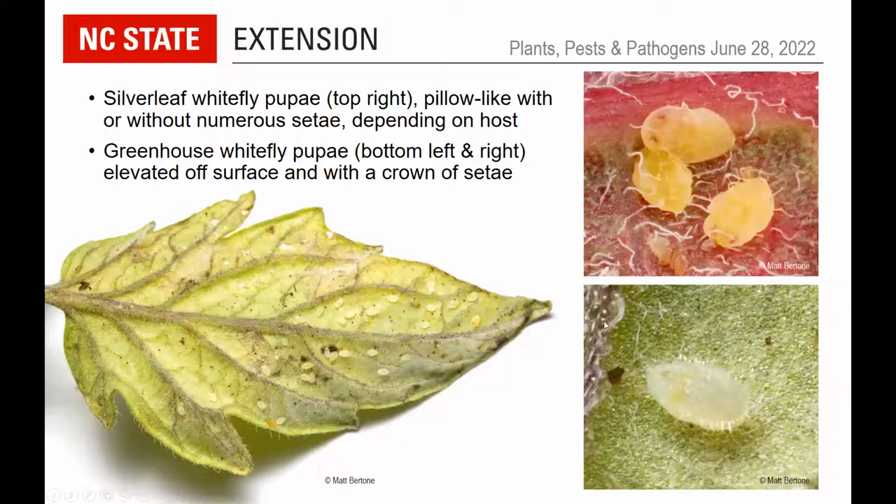And another really common species is the greenhouse whitefly. This is a chlorotic leaf showing lots and lots of specimens on there, lots and lots of these pupae. So even if you don't see the adults flying around, you may find these pupae. And the pupae of greenhouse whiteflies are pretty three-dimensional, raised up off the surface, and they have this very distinct crown of setae all around the body. They don't have setae typically on the body, a few maybe, but mostly they're going to have these numerous setae around the body.